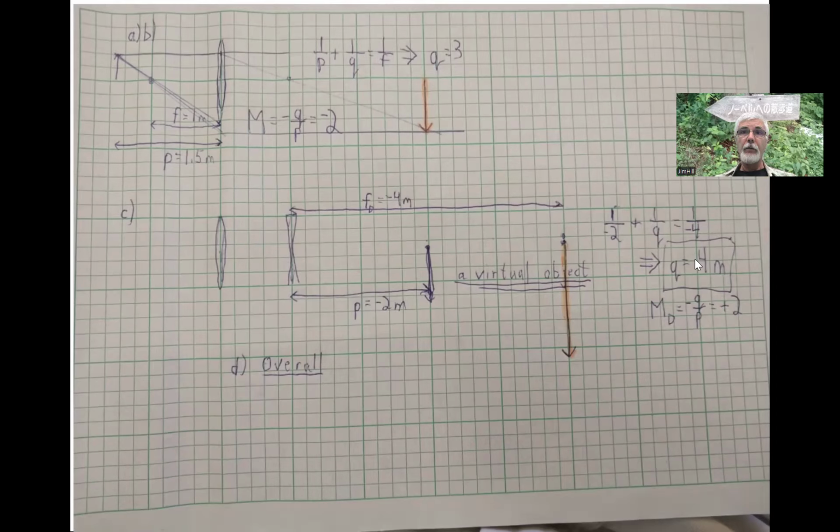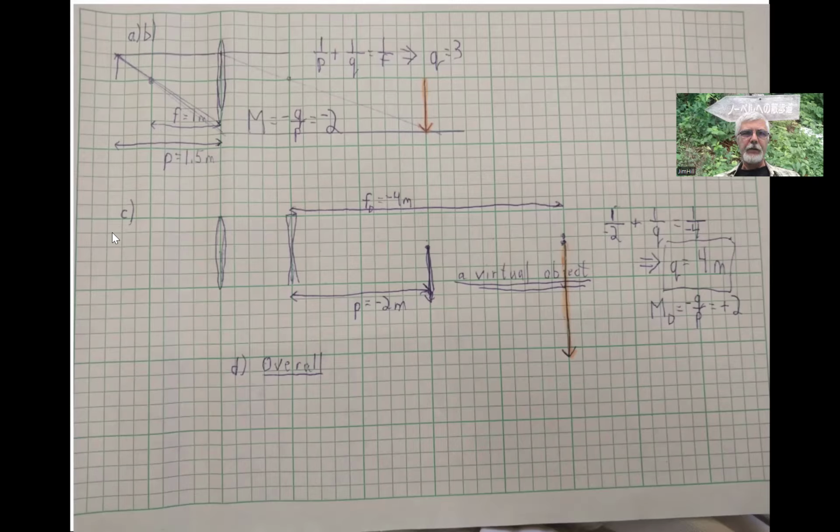It's 4 meters. The new image is 4 meters in front of, that is on our view to the right of, the diverging lens. The magnification due to the diverging lens, not what part D asks for, but due to the diverging lens, -Q over P gives me a +2 because P was negative.